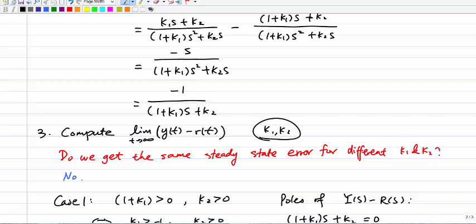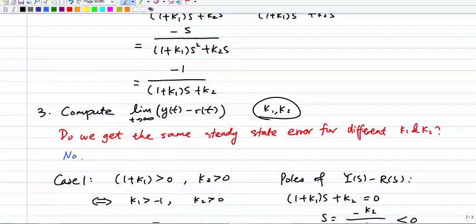Next I'll talk about 4 different cases. I'll go over a few different cases that cover all possible choices of k1 and k2, and I'm also going to show you what the final steady state error is. The first case is that we'll consider the values of this guy and this guy. Apparently the property of negative or zero value will matter. So we'll first start with the case where 1 plus k1 is positive and also k2 is positive.